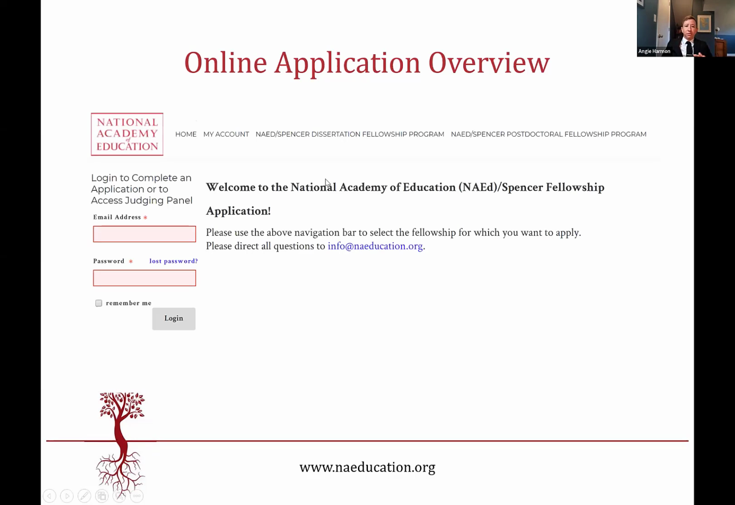All right, so this is a screenshot of the fellowship application portal. The easiest way to get here is to visit our website and follow the links from the Postdoctoral Fellowship page. Depending on what browser you're using, it might look a little bit different, but it should look pretty similar to this.